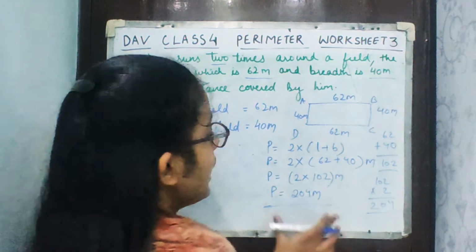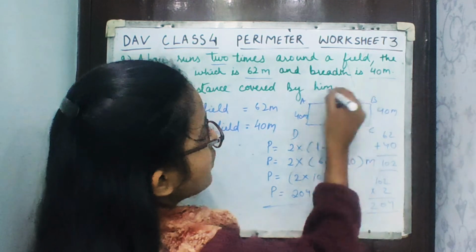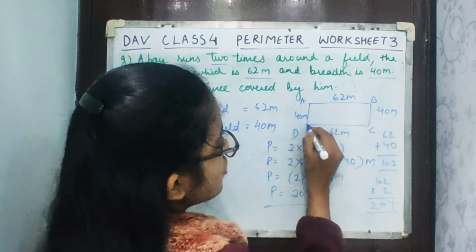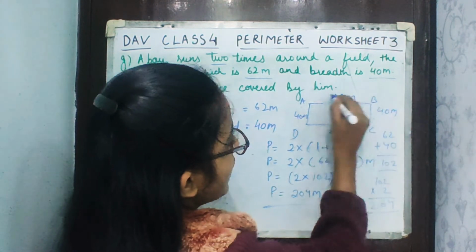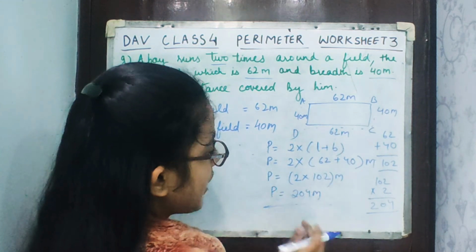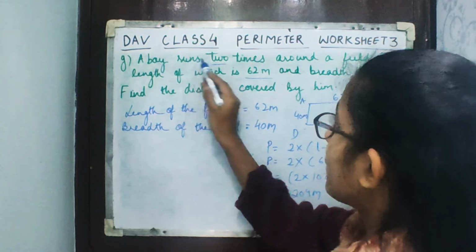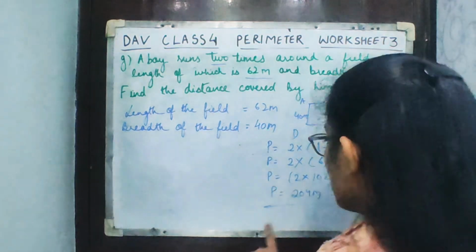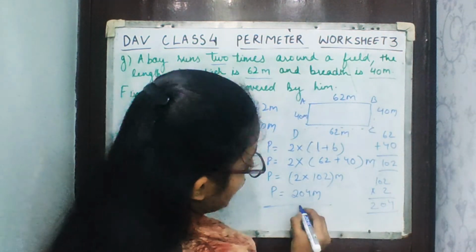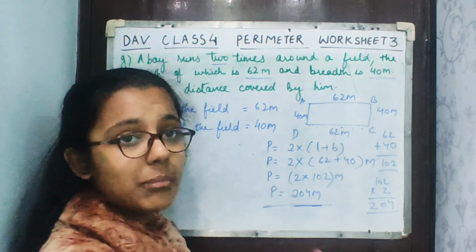Now remember, this perimeter is what? The total distance. Yes, that means if the child starts from here, runs and comes back here, he will cover how much? 204 meter. But here the boy ran how many times? 2 times. So this is only 1 time. This is only the distance covered by him in 1 time.